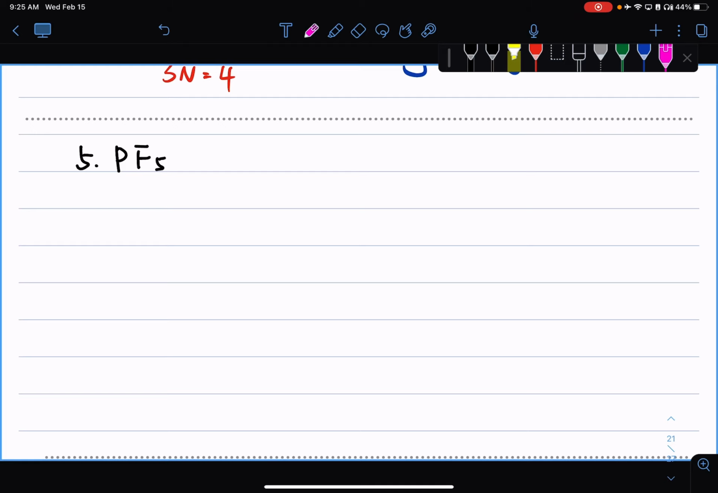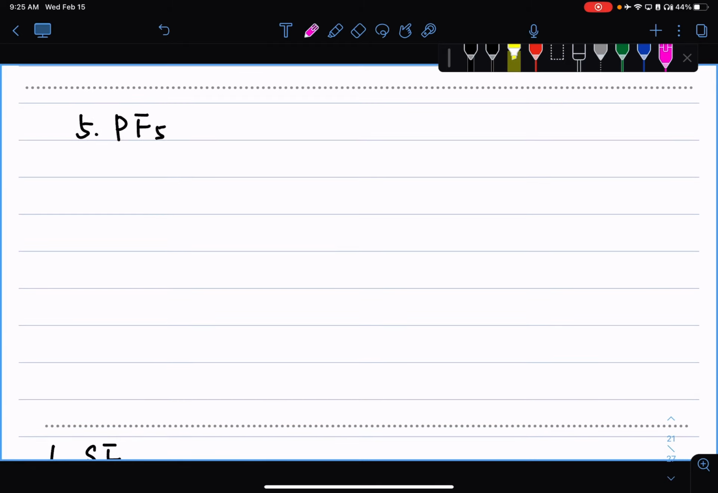We got two more examples. PF5. When you draw the Lewis dot diagram of PF5, you'll soon recognize this is another violation of the octet rule, because the center phosphorus is bonded to 5 fluorine atoms. Apparently it's violating the octet rule. And it is possible because phosphorus, our period 3 element, has a potential d orbital.